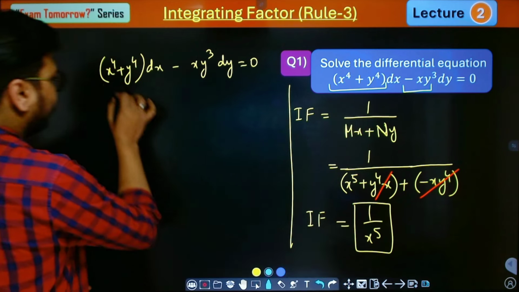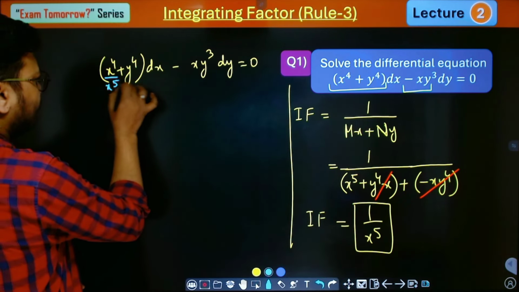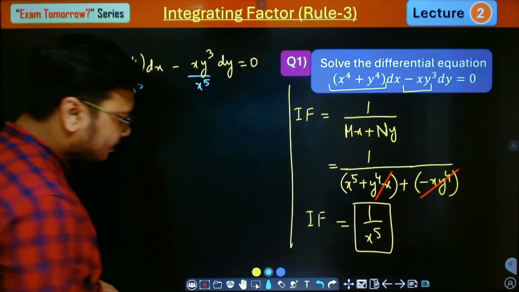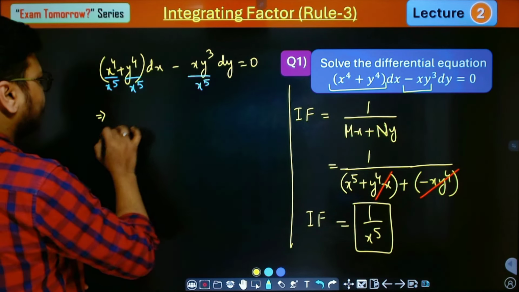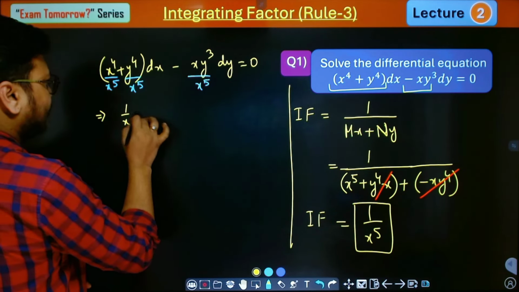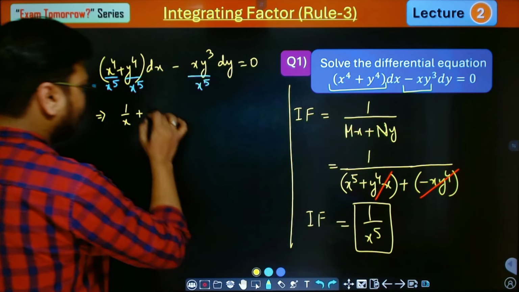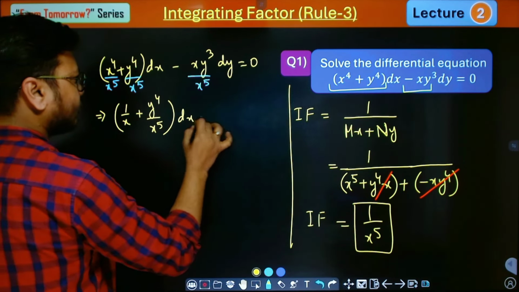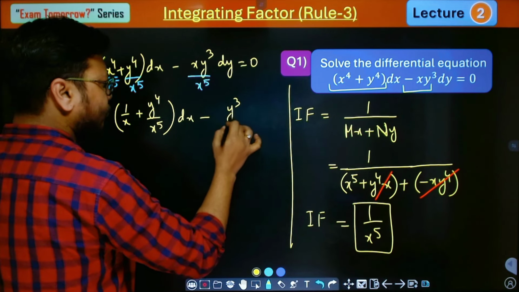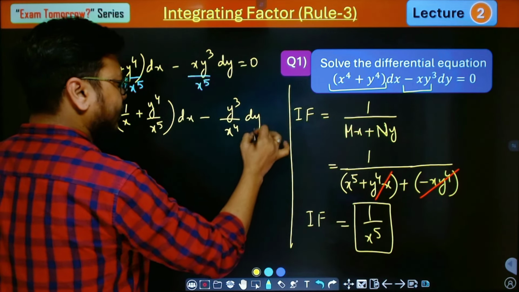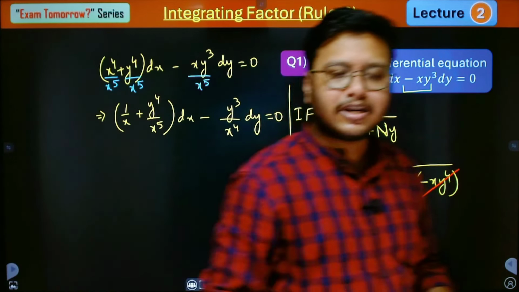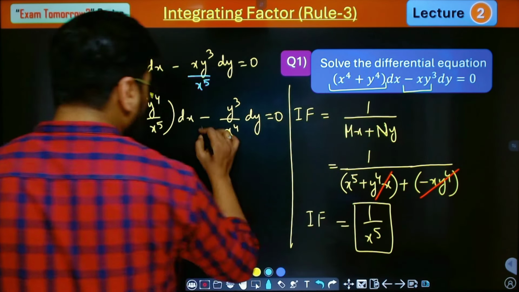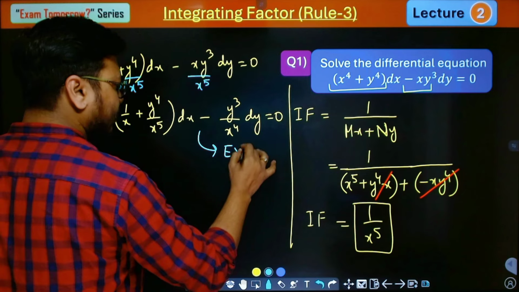Multiplying it with the integrating factor, so dividing each term by x to the power 5, which is my integrating factor, this turns into 1 by x plus y to the power 4 by x to the power 5 dx minus y cube upon x to the power 4 dy equals 0. So now this equation has become exact. Again, the same process of solving is going to follow. So this is now exact, right?